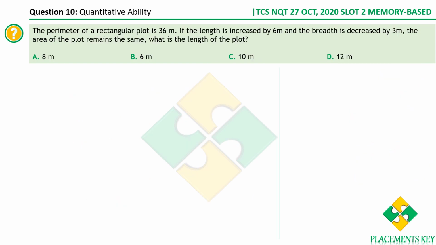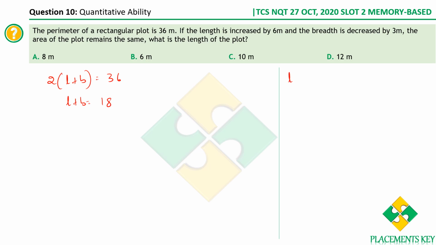Okay. The perimeter of a rectangular plot is 36 meters. So what is the perimeter? It is twice of L plus B, right? So it is given as 36. Therefore we get the value of L plus B as 18.